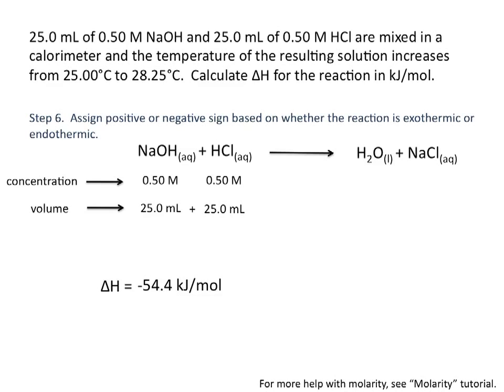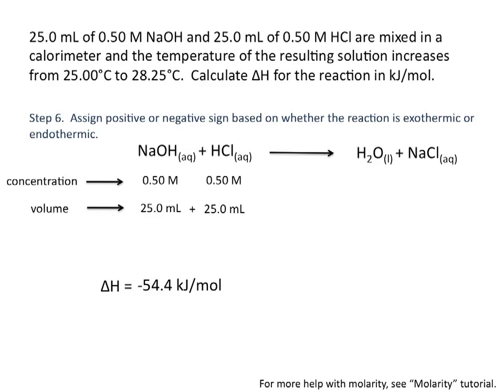We then need to assign a positive or negative sign based on whether the reaction is exothermic or endothermic. In this case, because the temperature of the surroundings is increasing and heat is being transferred from our system, which is our reaction, to the surroundings, which is the solution, and the temperature of the solution thus increased, the reaction must be exothermic. And so we put a negative sign in front of our delta H value. And this tells us 54.4 kilojoules of heat are released per mole of reaction.